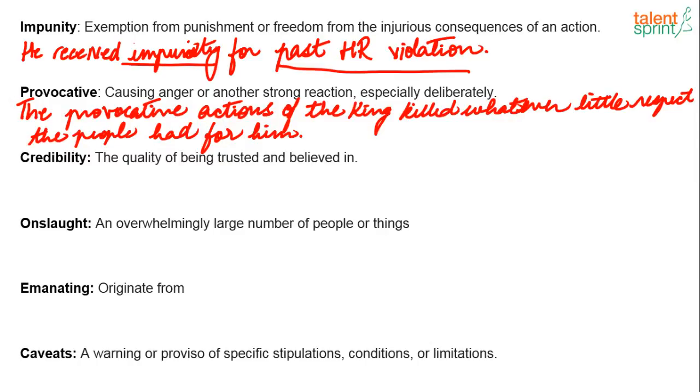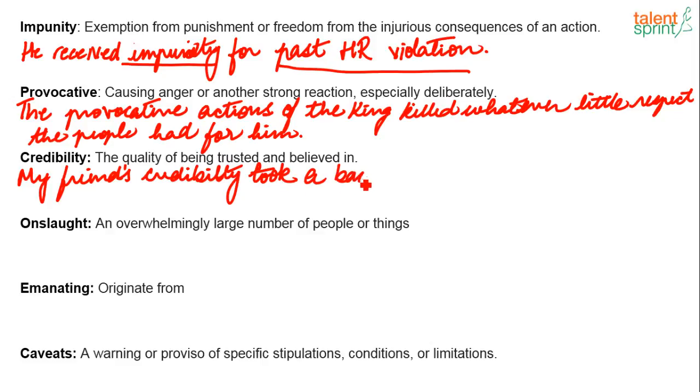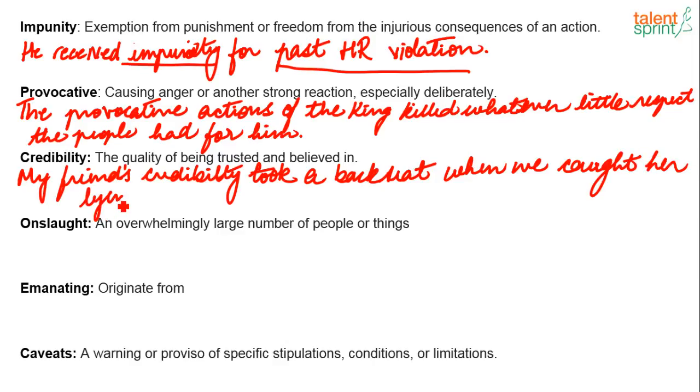Credibility, we can say, okay, my friend's credibility took a back seat when we caught her lying red-handed. Okay. So now what does this sentence mean? Sorry guys, what does this sentence mean? My friend's credibility took a backseat when we caught her lying red-handed.